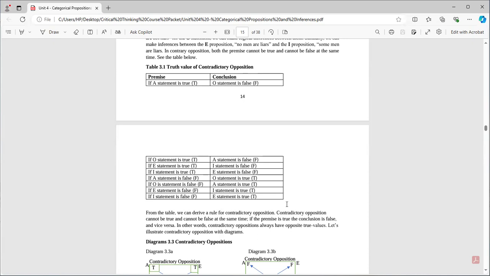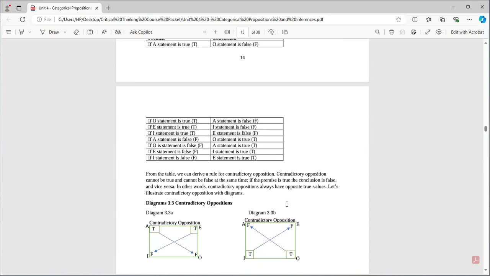If you use universal negation, anytime the universal negation is true, the particular affirmative is false. Anytime the universal negation is false, the particular affirmative is true. Anytime the particular affirmative is true, the universal negation is false. Anytime the particular affirmative is false, the universal negation is true. Both cannot be true at the same time, and both cannot be false at the same time.